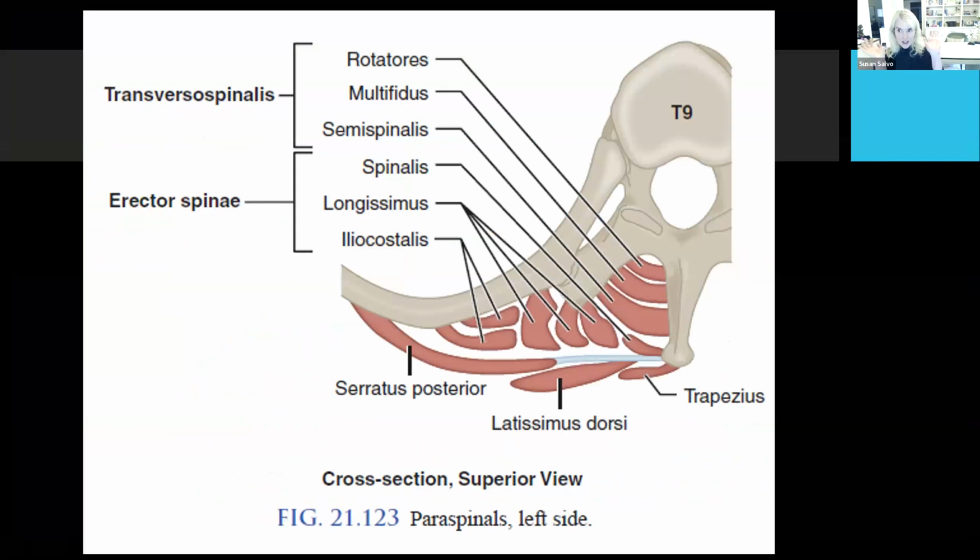I love this picture. This is one of the ones I had drawn for this edition. It talks about the layering of the different muscles in the lamina groove and along the back, the transversus spinalis group and the erector spinae group. So when you're pressing on these muscles, you can visualize where they are. Because of the level of T9, you can see a little bit of the trapezius, but also more of the lats, and there's the lovely serratus posterior.